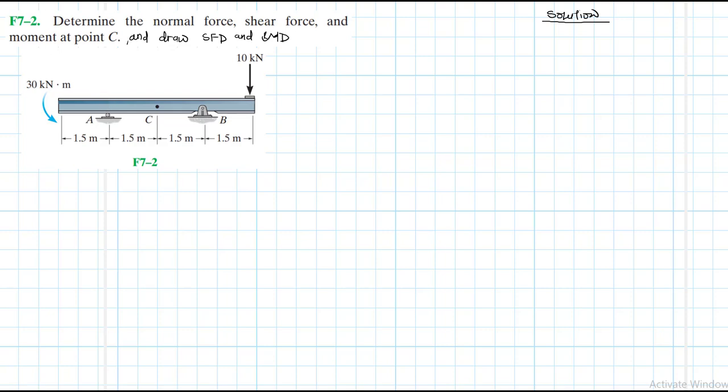Right, to start with, we're going to draw the free body diagram. So we have a simply supported beam, overhanging on both sides, with a couple at one end and a concentrated load at the other end. The support at A is a roller, therefore we expect a reaction force, which we're going to call AY. And at B, we're going to have BY, and another one we're going to call BX.